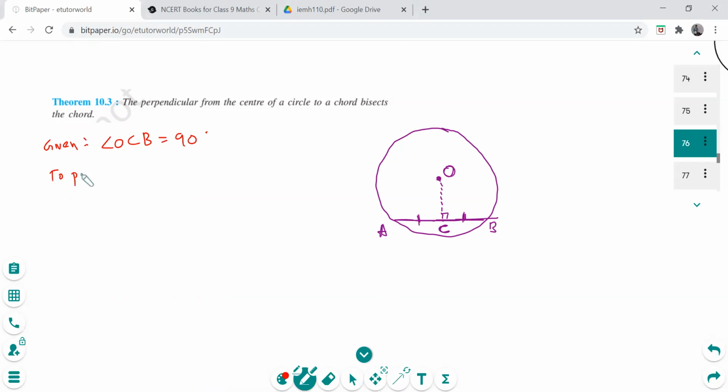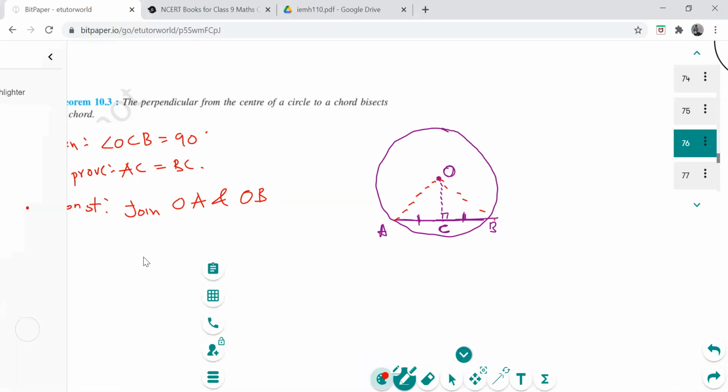The true proof part is that AC is equal to BC. That we need to prove. So here we will do a construction because we cannot see any kind of triangles over here. So we will join OA and OB. If we join OA and OB, some kind of sense comes up, right? Because there are 2 triangles here.